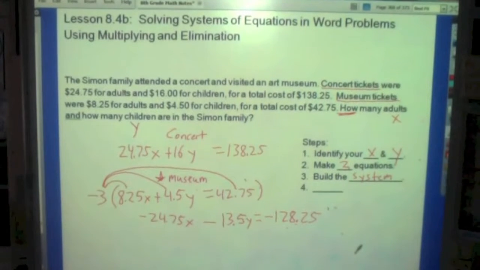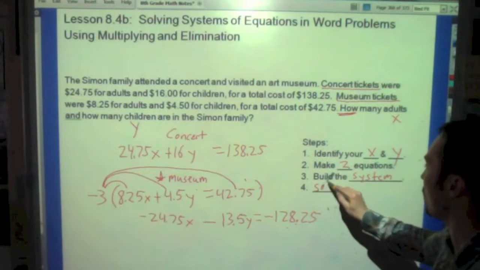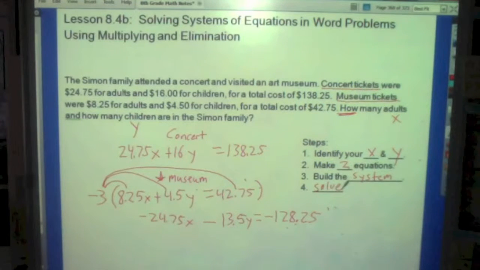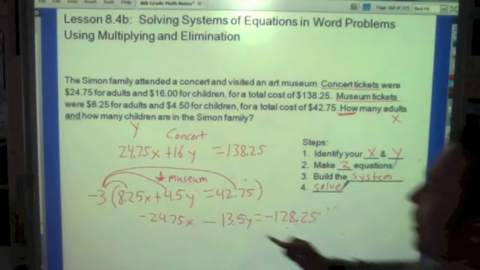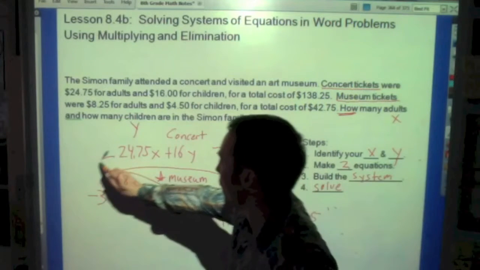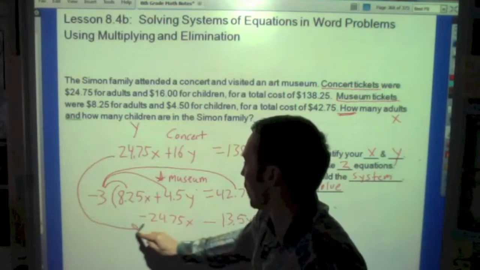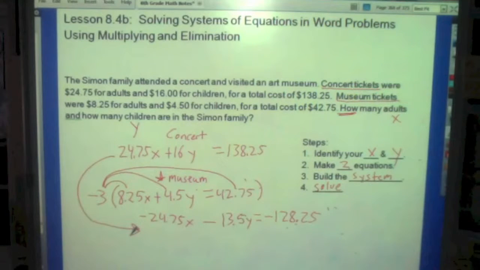All right, now I'm going to work on step number 4. I'm going to start solving this, and I'm going to use that nice trick we've been using, that very nice shortcut of stack and add. We're going to stack these up, and then we're going to add them together. I'm going to take this equation on top and bring it down here so that I can stack it up and then add them together.